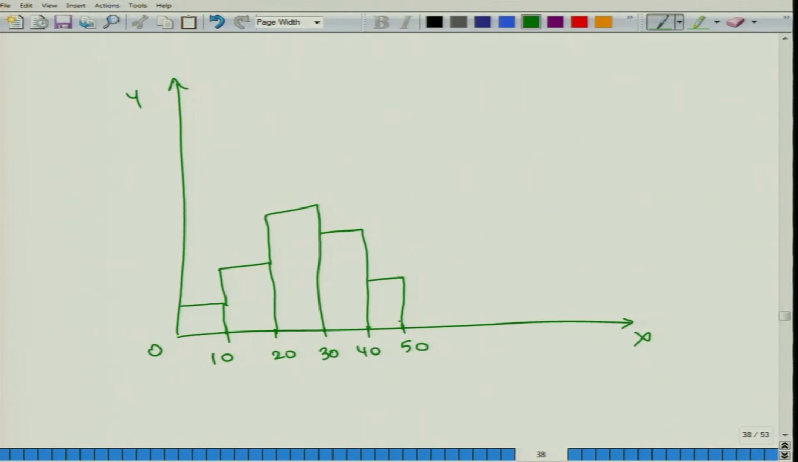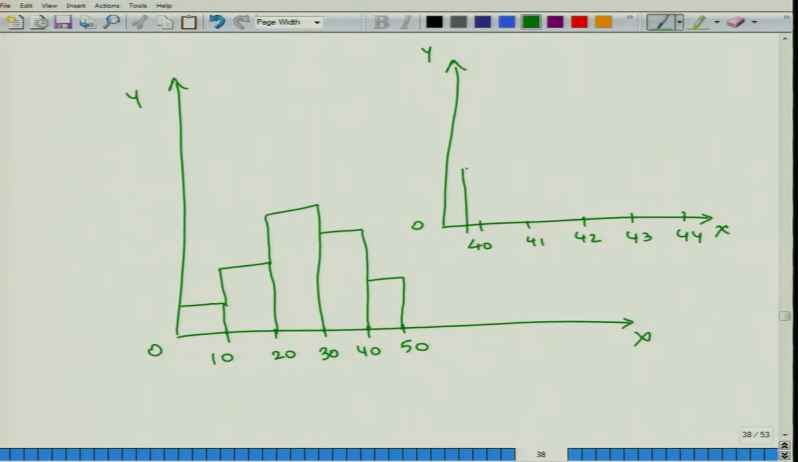So, here the values are joined together. On the other hand, if we had a discrete distribution, say number of pupils in different classes, suppose we had the values like 40, 41, 42, 43, 44 and suppose each class had a different value. Suppose this was grade 5, grade 6, grade 7 and so on. So, in this case we would not be able to join these bars together, but in the case of a histogram we join these bars together because it is a continuous variable.